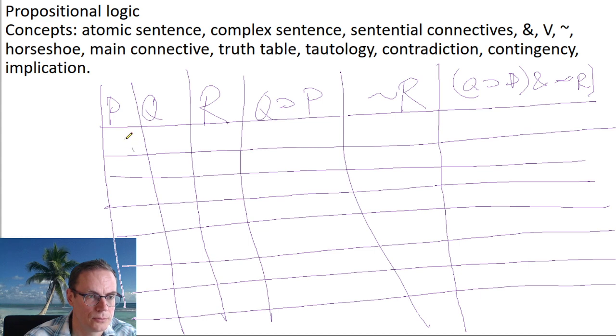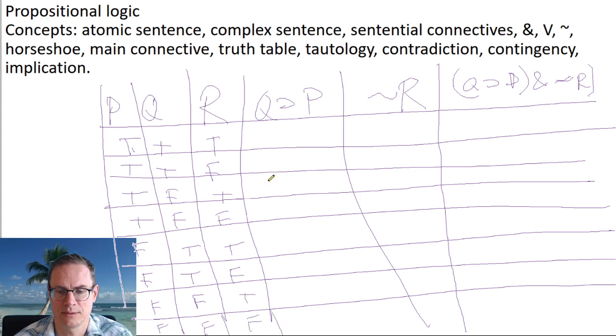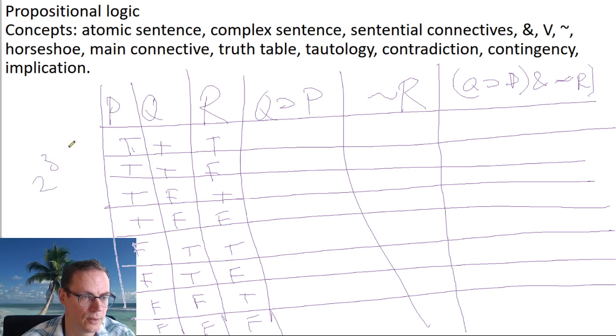And here we go. True, true, true, true, false, false, false, false. True, true, false, false. True, true, false, false. True, false, true, false, true, false, true, false. So this captures all the possibilities, 8 of them. 2 to the power of 3, where 3 is the number of atomic letters.